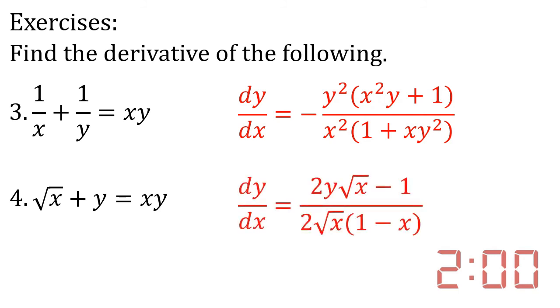For number 4, the answer will be dy over dx equals 2y square root of x minus 1 all over 2 square root of x times 1 minus x.